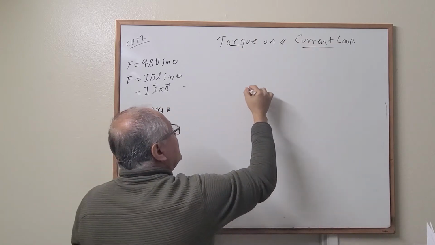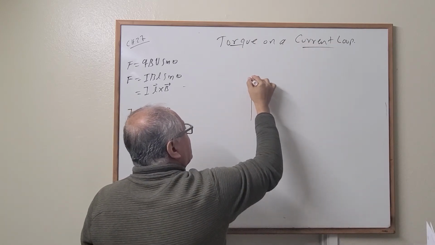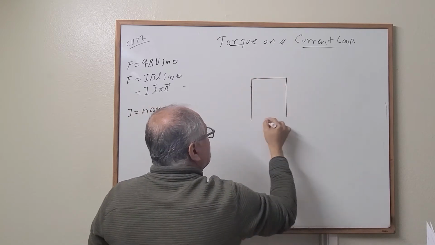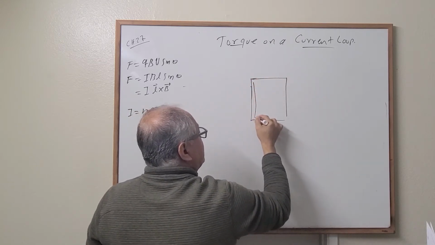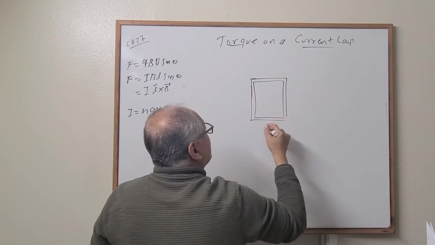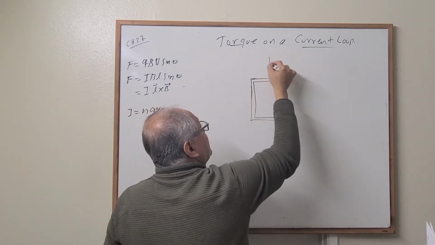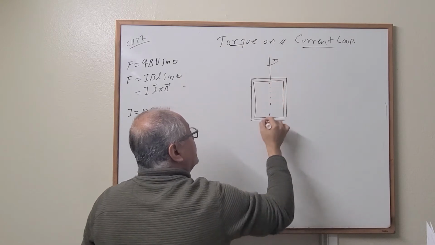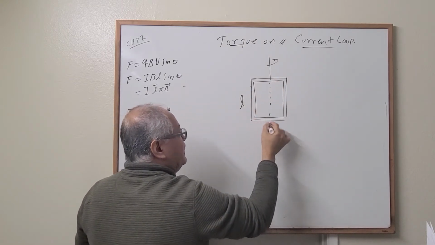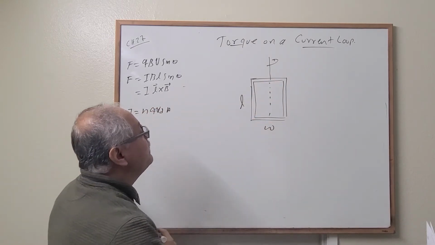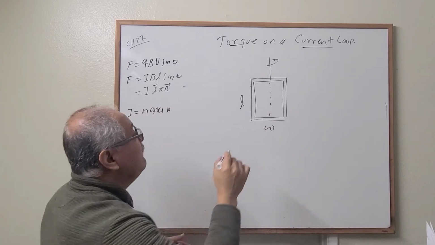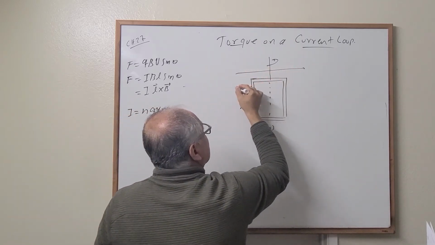Imagine this is the loop right here. It's a rectangle. Imagine it's a rectangle like this. Imagine now that it's allowed to rotate through this axis right here in this way. Imagine that this length is L and this width is W. And now we have a magnetic field acting in this direction.